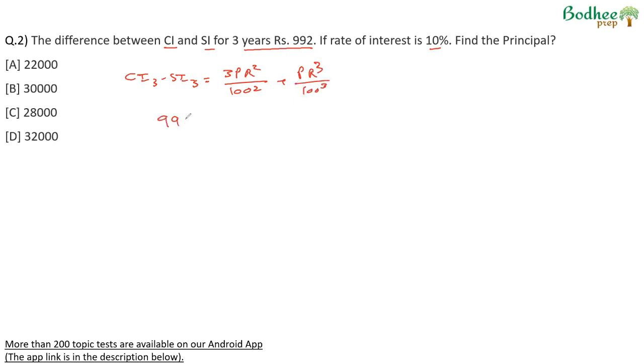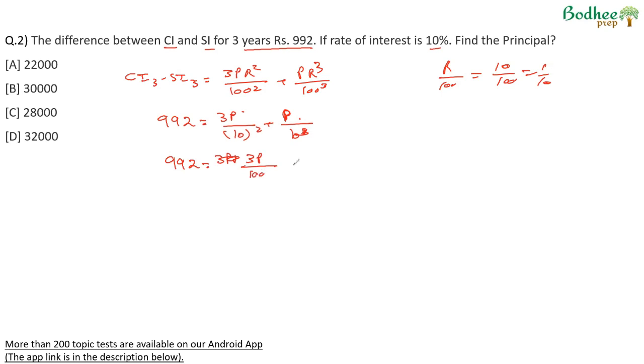Like we can see, 992 is equal to 3P. Now, R squared upon 100 squared, or R upon 100, in this case will be 10 upon 100, which is 1 by 10. So this becomes 1 upon 10, so 1 upon 10 squared. This becomes P into R by 100 is 1 upon 10, so 1 upon 10 cube. Or 992 becomes 3P upon 100 plus P upon 1000.